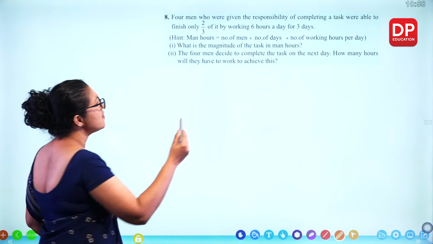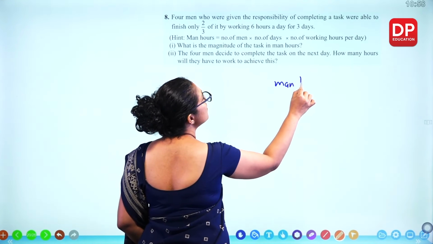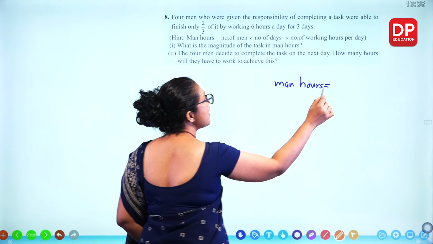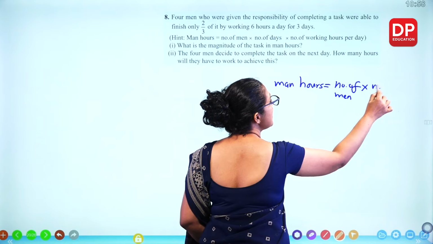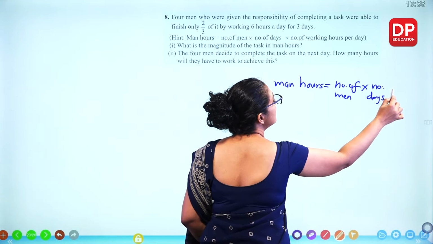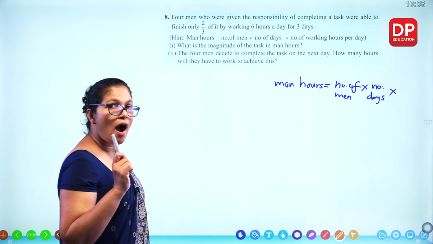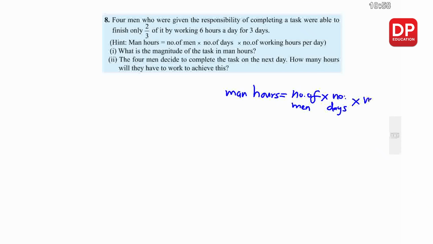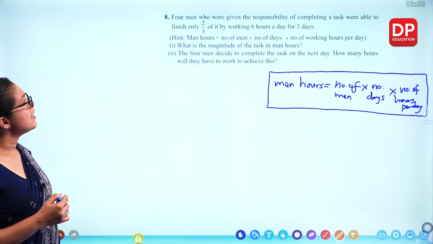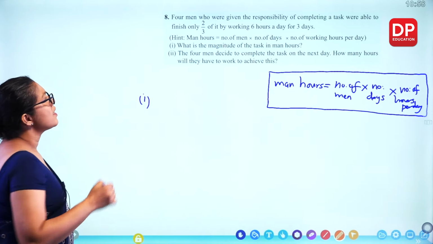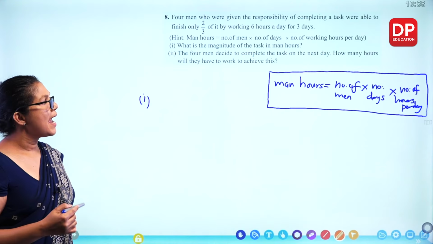So what is man hours here? Man hours is number of men multiplied by number of days multiplied by number of hours per day. So here in this question you need this one to find out the number of hours. So here in the first part it says what is the magnitude of the task in man hours.